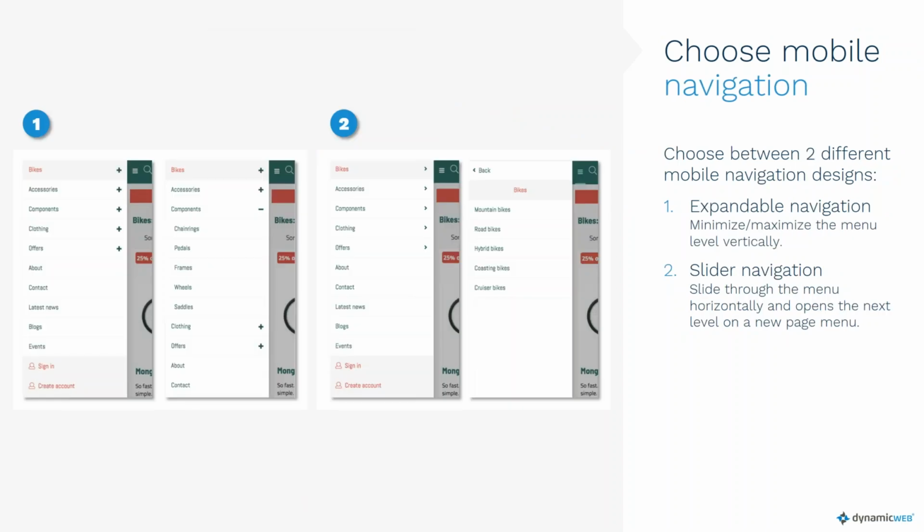Also, we have 2 different mobile navigation designs. One where the navigation is expanding vertically, and the other one is more horizontal, where you show it in a new page. For example, at number 2, you can see when clicking on the bike, it will change to the next page showing the subcategories in that bike.